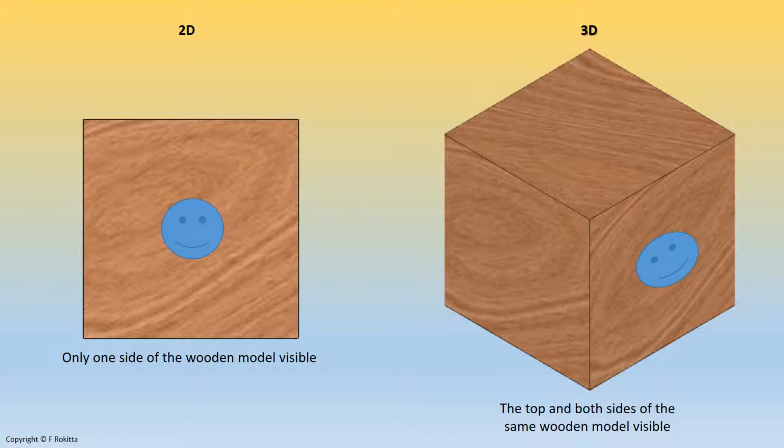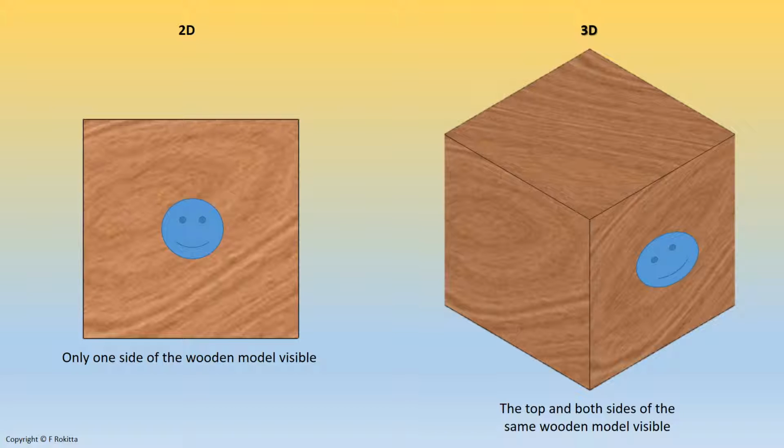This is an example of a wooden block. On the right hand side, we are looking at three faces of the wooden block simultaneously. The base of this wooden block is drawn at an angle of 30 degrees to the left and to the right. And now we call this an isometric view of the wooden block.